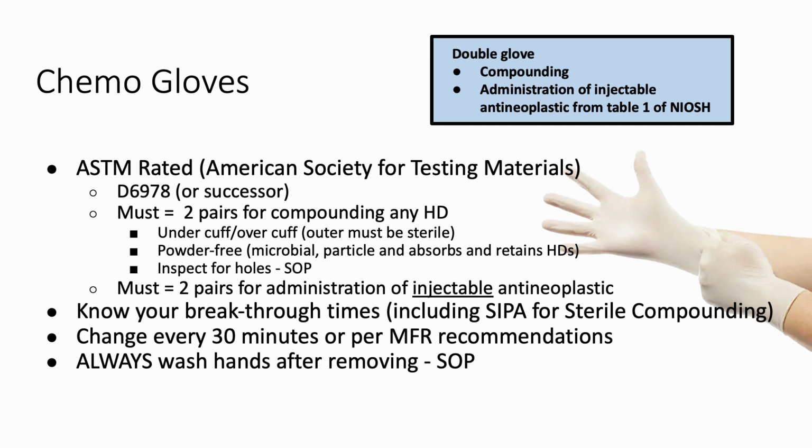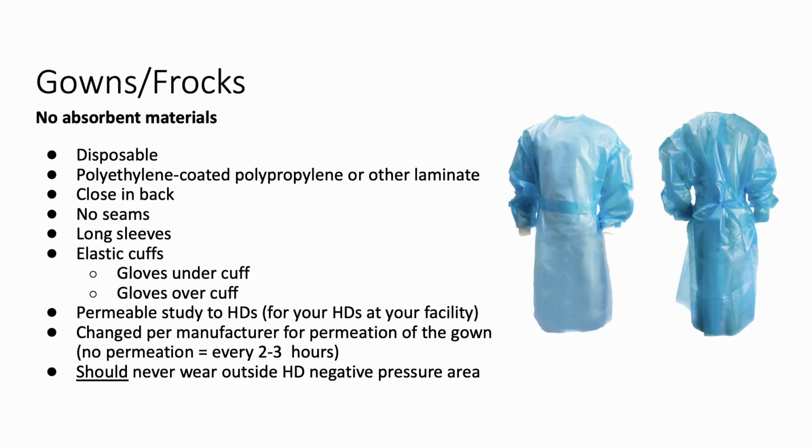Now, not only are 2 pairs of gloves required for compounding, but also for administration of an injectable antineoplastic drug on Table 1 of NIOSH. Gowns or frocks are going to be disposable and made of a polyethylene-coated polypropylene or other laminate. They're going to close in the back so there's no opening in the front where drugs can get through in case there's a splash. There are going to be no seams, so nothing can soak through holes. And they're going to be long-sleeved and have elastic cuffs.